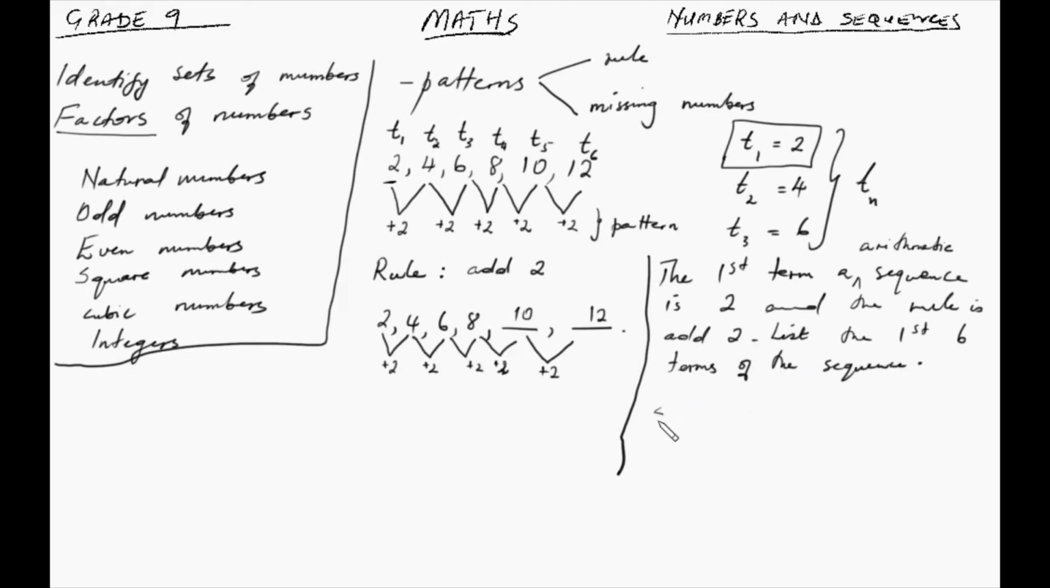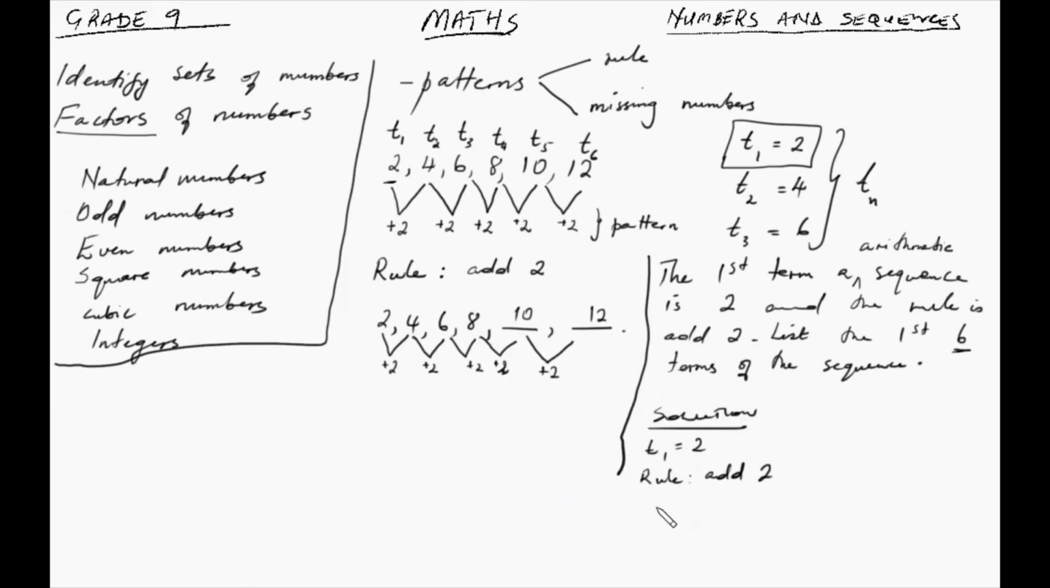How would you do this? Now, the first term is given. The first term is 2. That means T1 equals 2. And then the rule is add 2. So you are asked to list the first 6 terms. How would you do that? This is how you would do it.